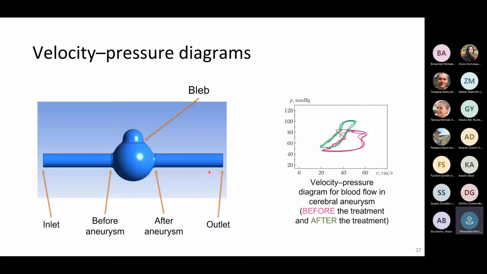And finally, we also considered the velocity-pressure diagram inside this system.